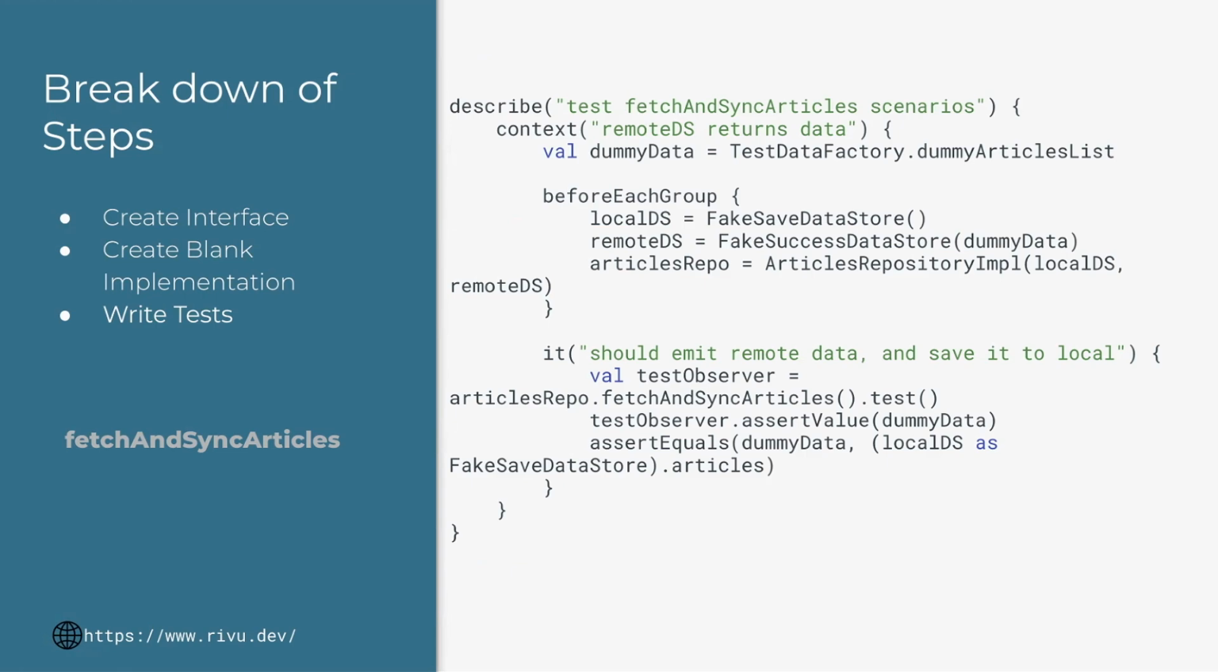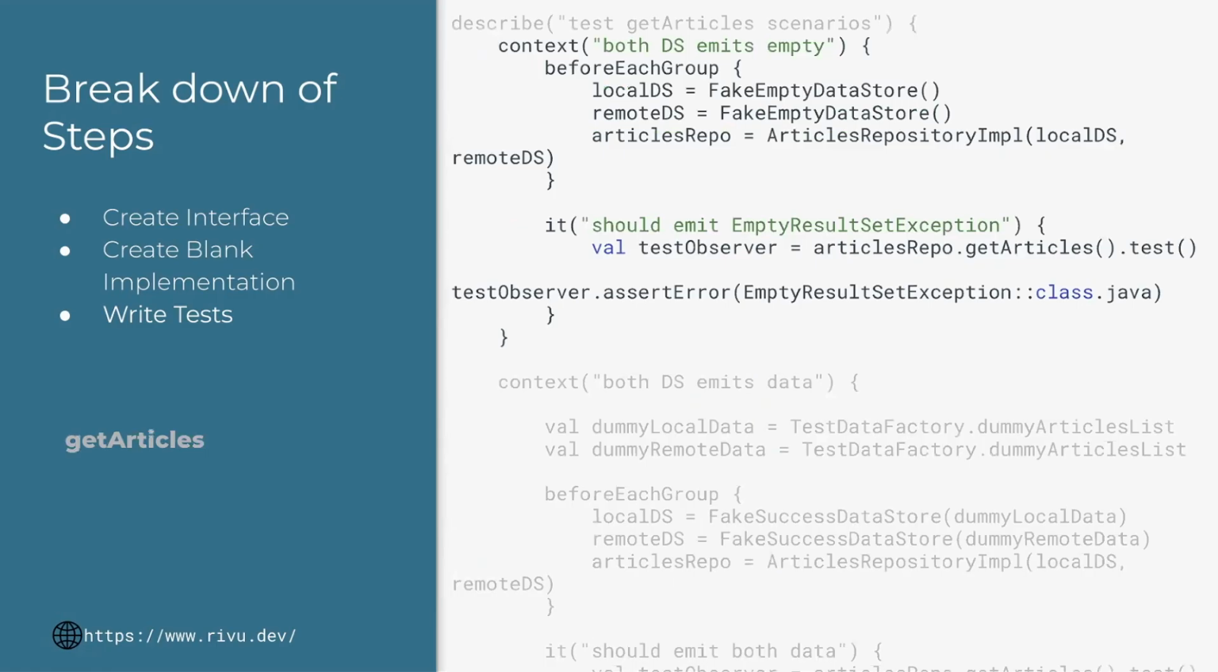Now, when you are using mock, you can skip that and call verify instead of testing like this. But some people prefer fake, some people prefer mock. So here I'm showing how to do it with fake. Now we'll test the get articles method.